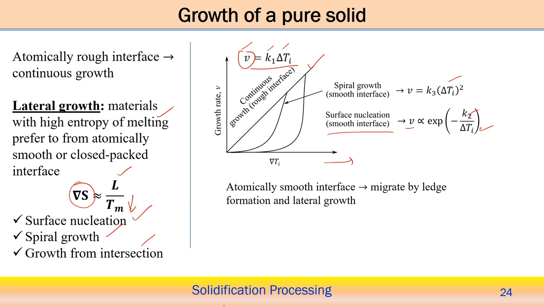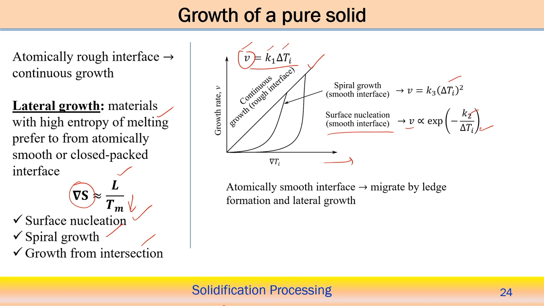Now graphically, if we plot it, one is the linearly varying continuous growth, and the other case is the spiral growth with a smooth interface. Initially, at a very low degree of undercooling, the growth rate is very low, but suddenly at a certain limiting value of delta T I, the growth rate is very high. Surface nucleation is similar, exponential: the growth rate is not linear. Initially the surface nucleation occurs up to a certain degree of undercooling, and the growth rate is very low in the initial phase, but suddenly over a narrow range of delta T I there is a rapid growth, as observed in the case of surface nucleation.